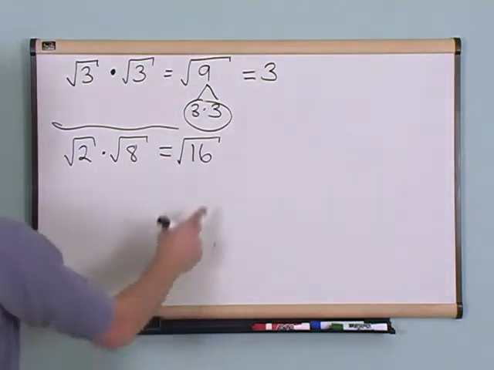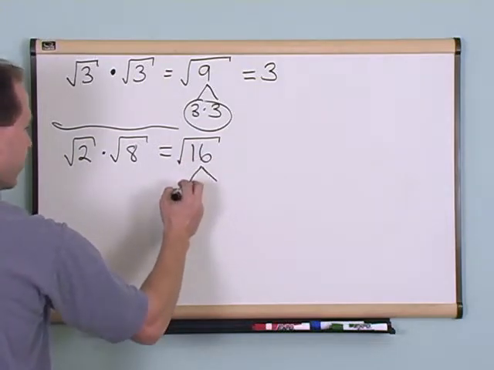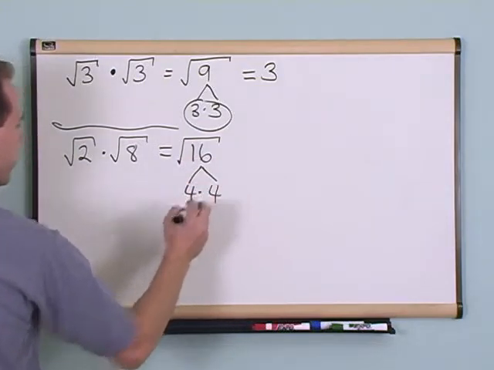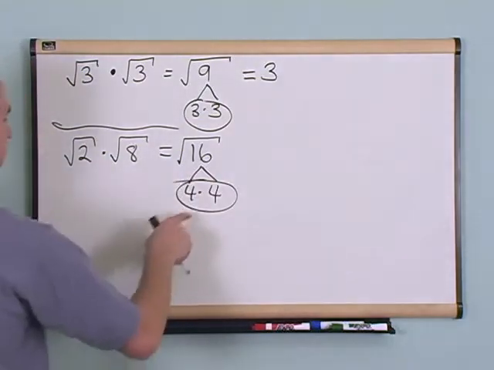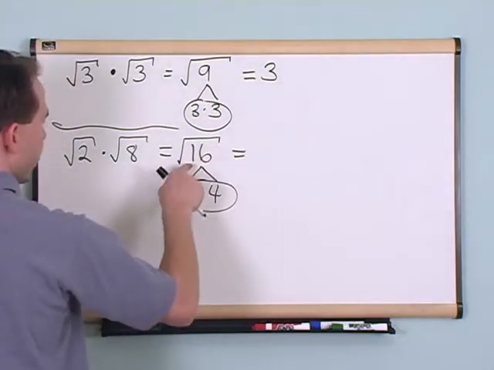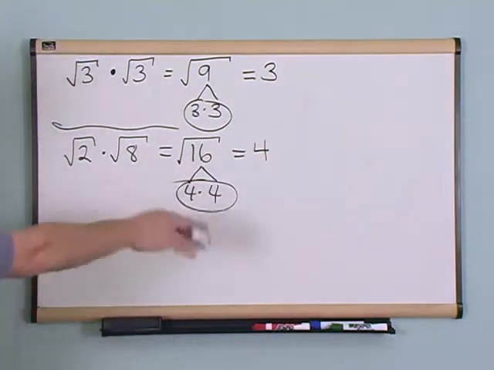Okay? Again, you need to ask yourself, is this fully simplified? 16 is equal to 4 times 4. These are square roots, so I'm looking for pairs. So, if you haven't already memorized it, the square root of 16 is equal to 4. And that's the answer to that problem.